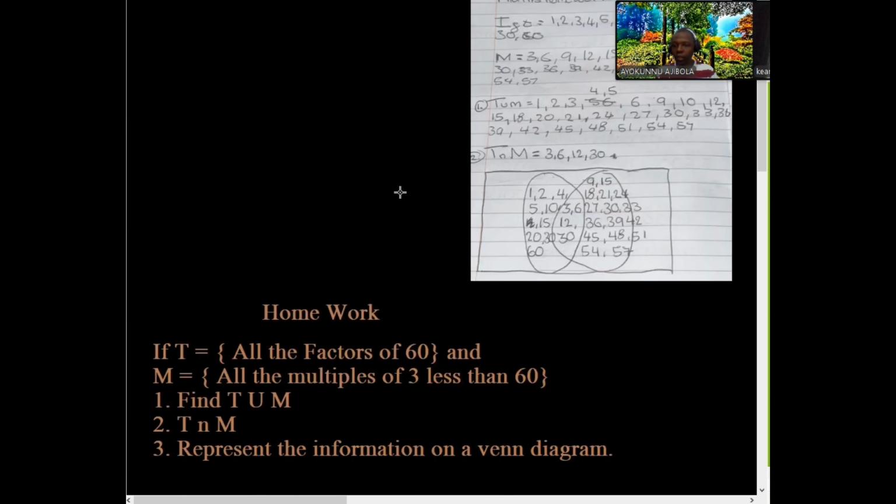You want to get the set T, which is supposed to be all the factors of 60. So what are all the factors of 60? Let me check what you have written. You've written 1, 2, 3, 4, 5, 6, 10, 12, 15, 20, 30, and 60, which is 1 times 60, 2 and 30, 3 and 20, 4 and 15, 5 and 12, and 6 and 10. So this is correct, okay? These are all the factors of 60.